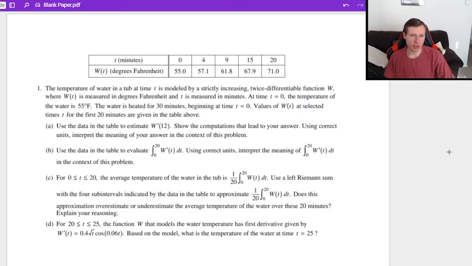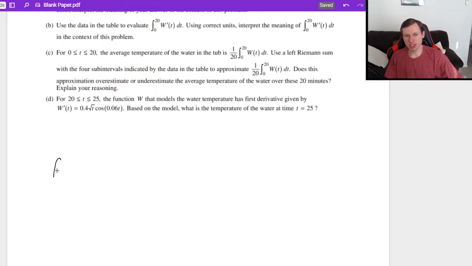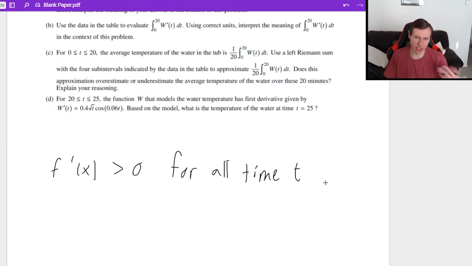The temperature of water in a tub at time t is modeled by a strictly increasing twice differentiable function W. I want to say something about that right now. First of all, when they say strictly increasing, what that means is f prime of x is going to be greater than 0 for all time t. Why? Because when the derivative is greater than 0, that's what increasing means.